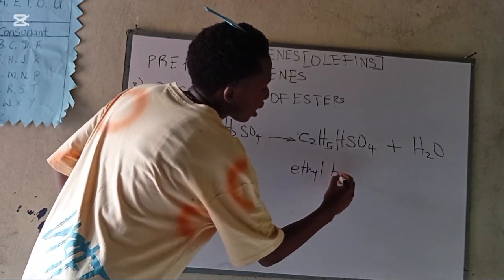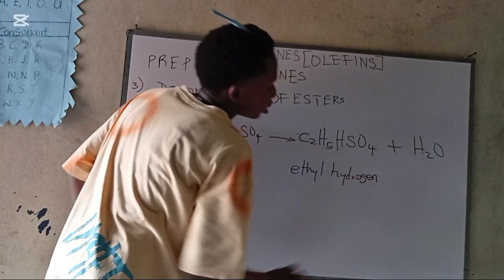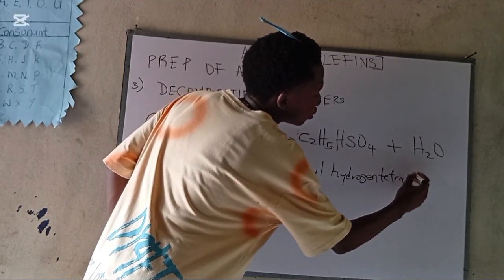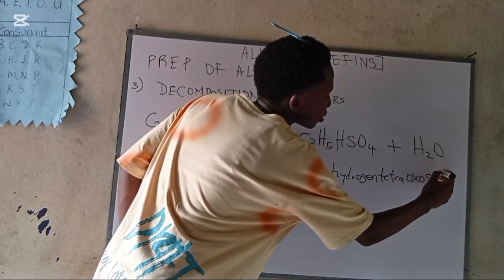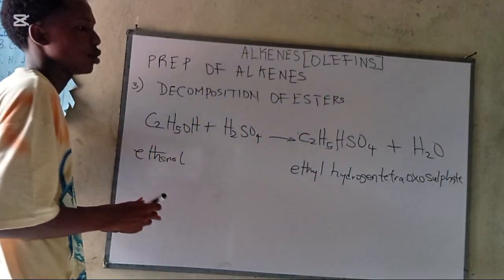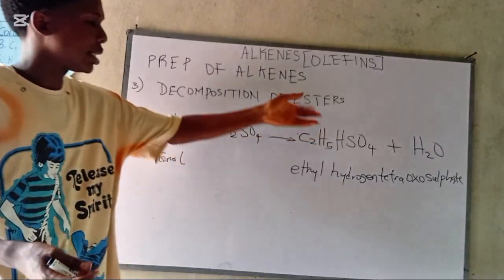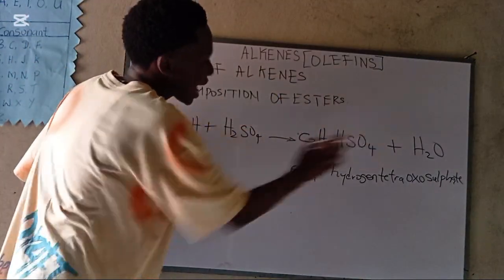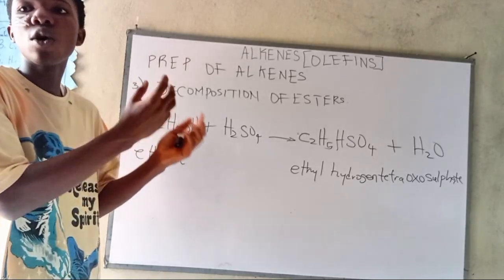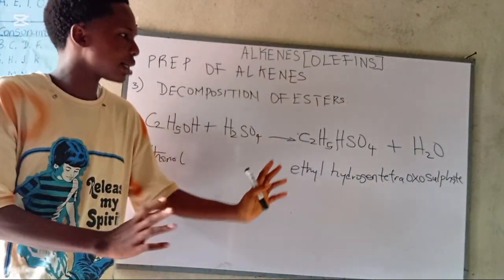Ethyl hydrogen tetraoxosulfate(VI). Just write it: ethyl hydrogen tetraoxosulfate(VI). This thing we are looking at is an ester. So as we said, this final preparation is the decomposition of esters. Now, in the decomposition of esters, what do we do?